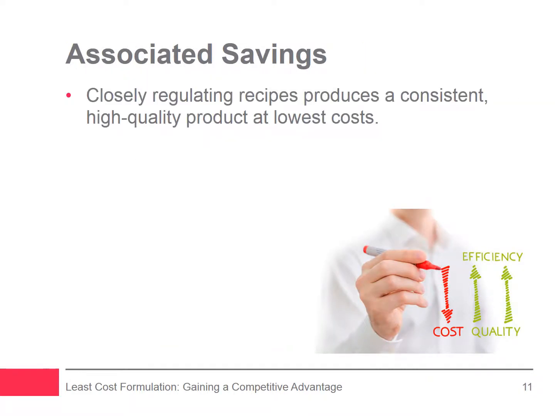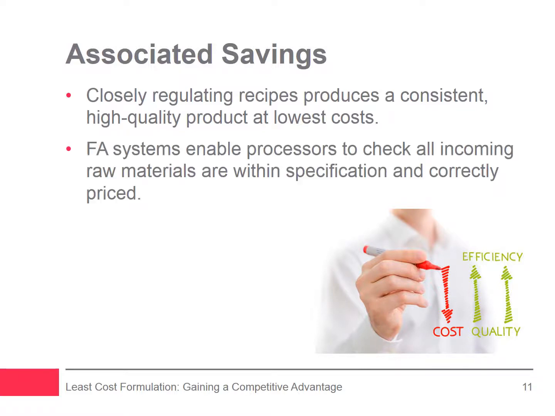Close regulation of recipes, including constraints in material usage, produces a consistent, high-quality final product at lowest costs. Since product constraints and costs are tracked, meat processors can take advantage of strategic purchases and spot buys to fulfill existing and future orders, which affords production the agility to utilize materials even if demands change.